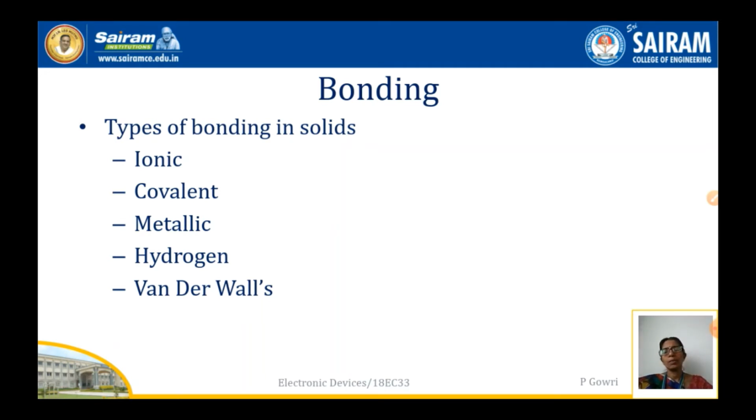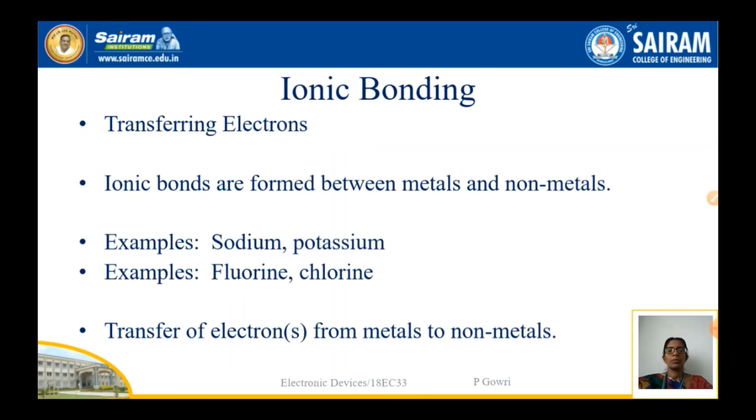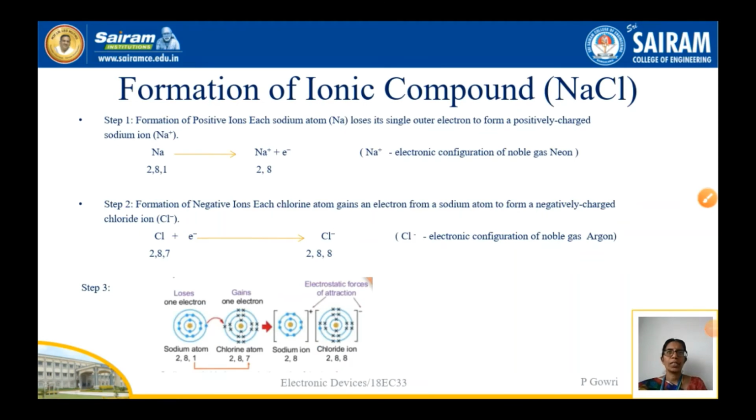So what is an ionic bond? An ionic bond is nothing but the transfer of electrons. When a metal like sodium or potassium combines with a non-metal like fluorine or chlorine, ionic bonds are formed. So here the transfer of electrons takes place from the metal to the non-metal. Let us consider the NaCl lattice. Each sodium atom is surrounded by 6 nearest neighbor Cl atoms and vice versa. 4 of the nearest neighbors will be evident in the two-dimensional representation.